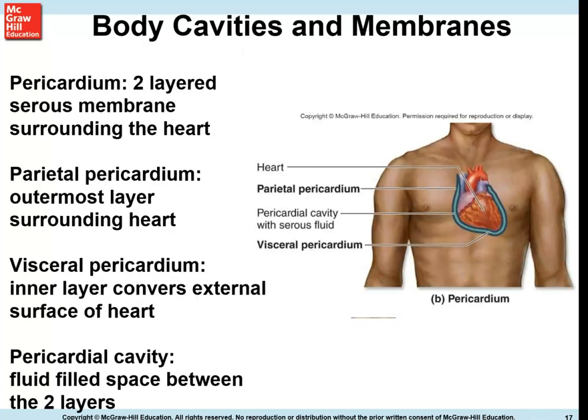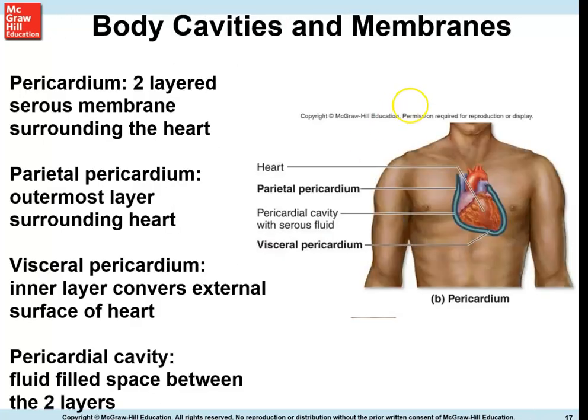So the pericardium is a two-layered serous membrane surrounding the heart. The parietal pericardium is the outermost layer surrounding the heart, and the visceral pericardium, again, is that inner layer that directly touches the surface of the heart. Again, there's a potential space between those two layers where fluid can collect.